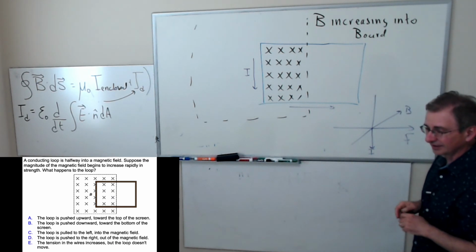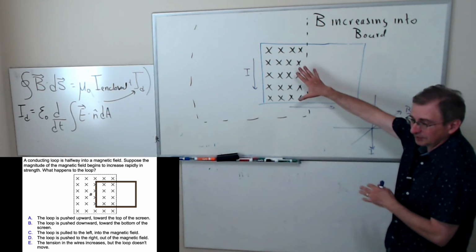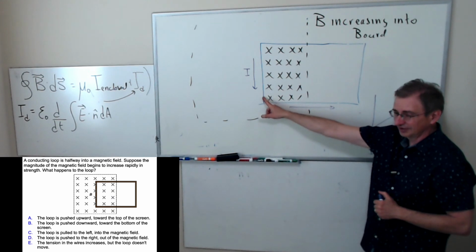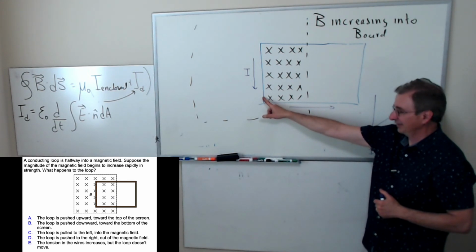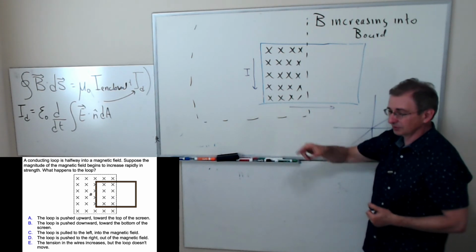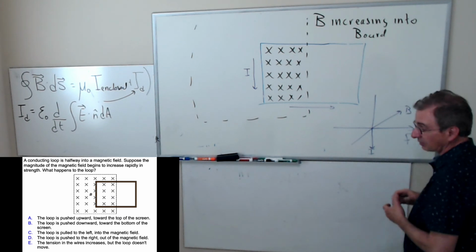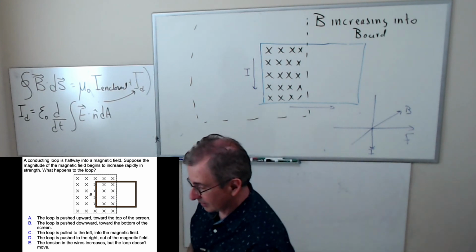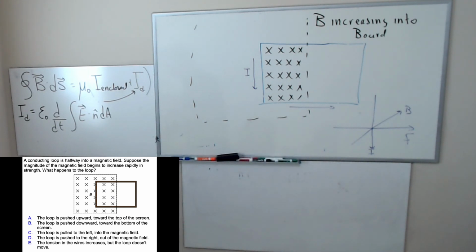Is everybody okay with that? These two cancel. The field's uniform, right? This one's not in the field. So really, the net force is going to be due to this one. And so the force is to the right. So the answer is D.